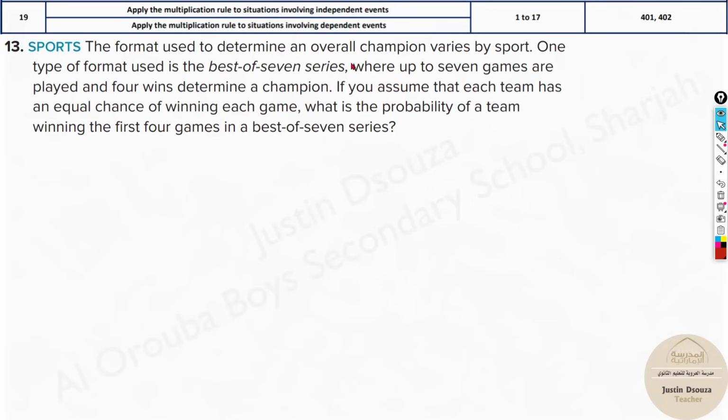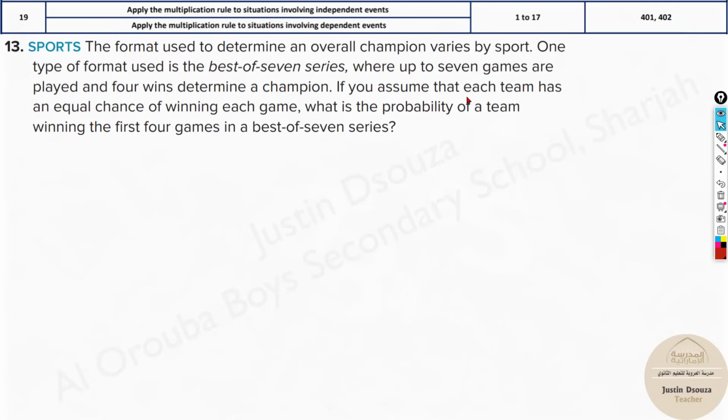The format used to determine an overall champion varies by sport. One type of format used is the best of 7 series, where up to 7 games are played and 4 wins determine a champion. If you assume that each team has an equal chance of winning each game, what is the probability of a team winning the first 4 games in a best of 7 series?